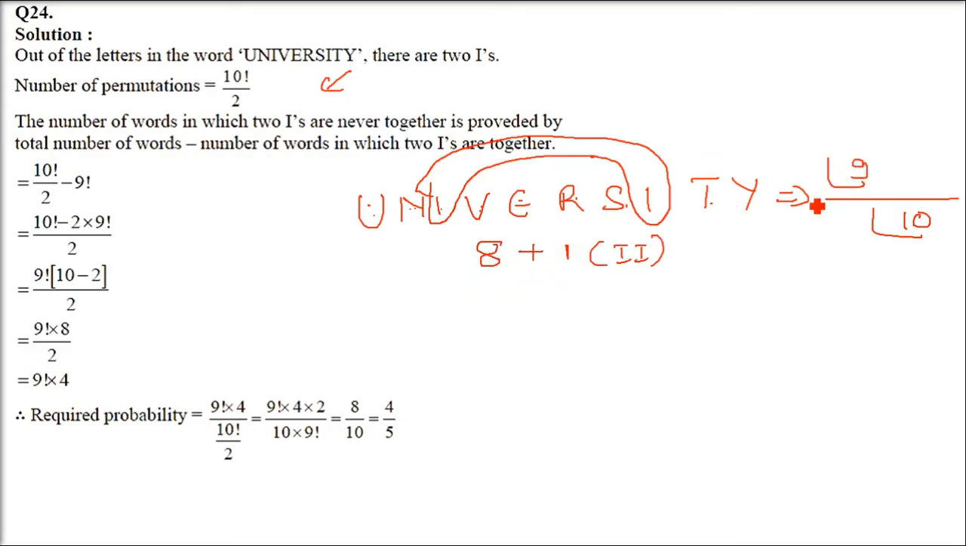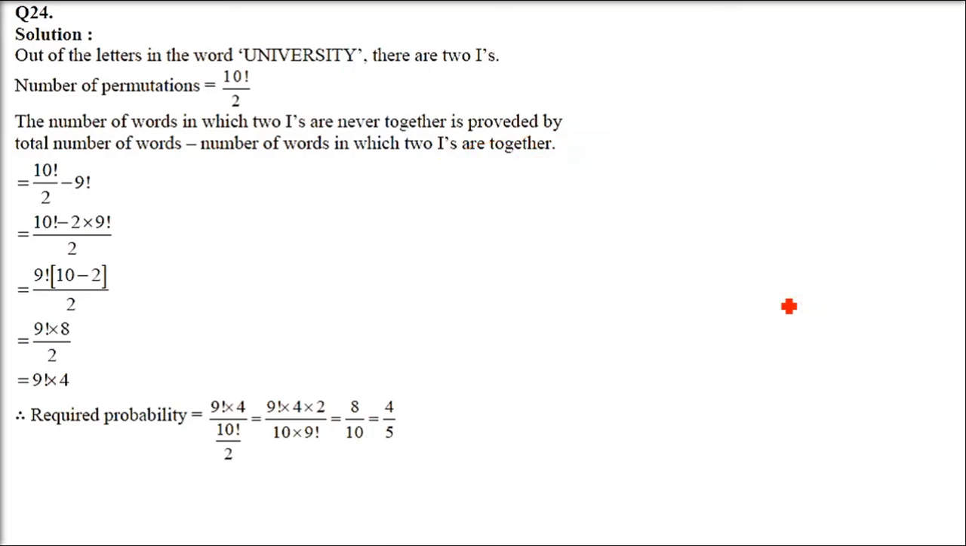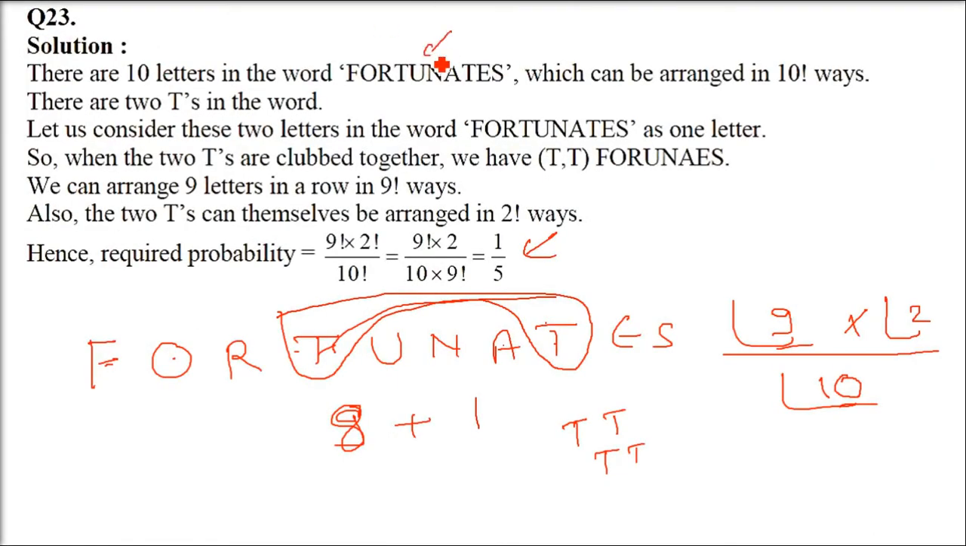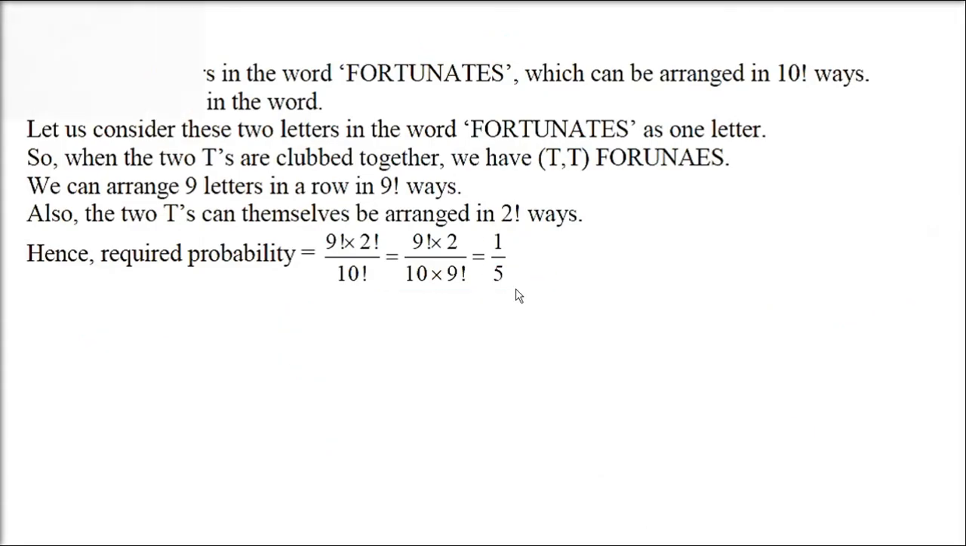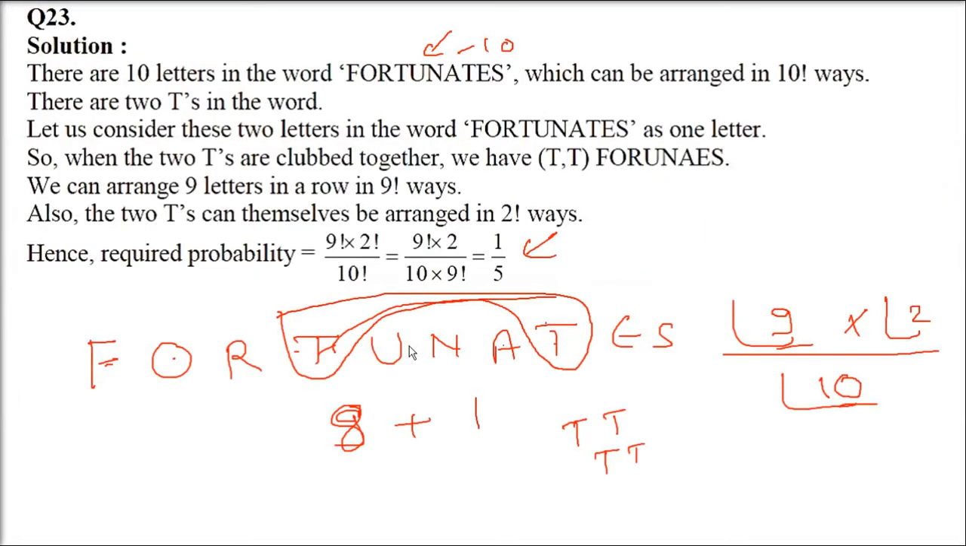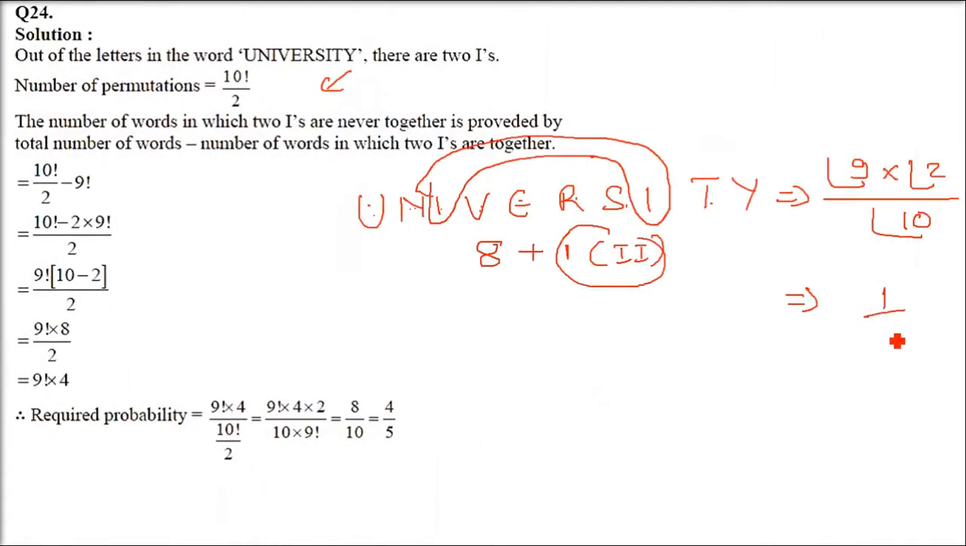So how many arrangements are possible? Factorial 9. 8 plus 1, 9. Now II can also be arranged. We have already seen in the previous question, it's factorial 2. Now this is the probability of having I's together. See here, same thing. What was the answer? 1 by 5. Same thing. Only the words have changed. The numbers remain the same. So this will come as 1 by 5.